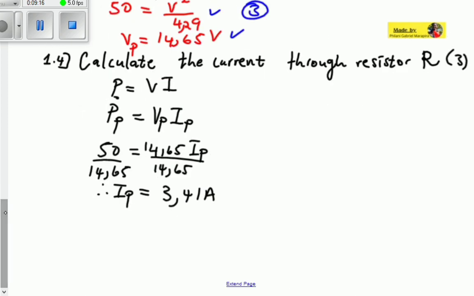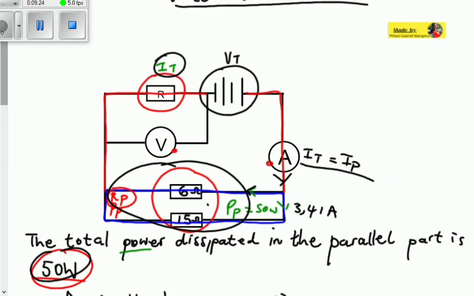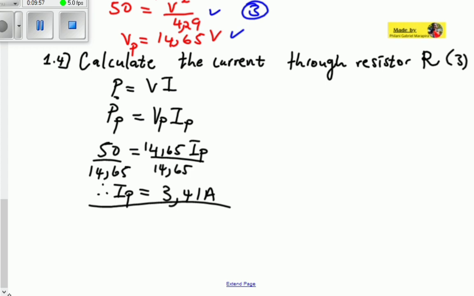Now that we have found out our value for the current of the parallel part, let us see its relation to R. The current of the parallel part is 3.41 amperes. But remember that we said that the parallel current comes from the total current. Therefore, they are equal. So the total current is also equal to 3.41 amperes. Remember that ammeter A and R are in series, so they are all measuring the total current. Therefore, the current passing through R is the same, 3.41 amperes as well. So here we have solved the question. Therefore, you can conclude that the parallel current is equal to the total current and is also equal to the current of resistor R, which is equal to 3.41 amperes.